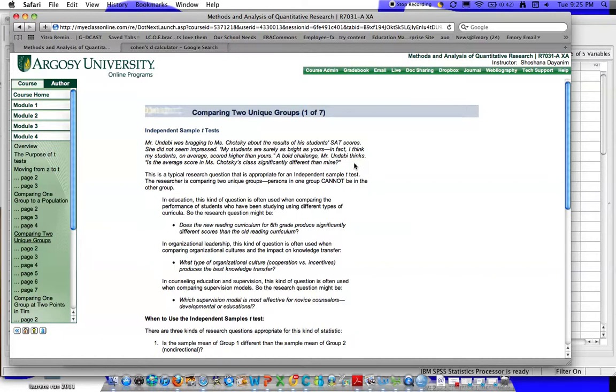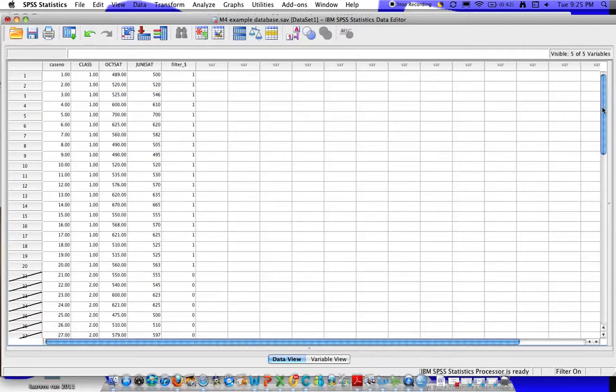Well, how do we find that out? By running an independent samples t-test to compare the mean scores of the two classes. So let's see how we would do that. Go, please, to your example database. And when we ran the single sample t-test, remember we isolated the class so that we only used Mr. Undabi's class. Now we have to undo that so that we make sure to include both classes.